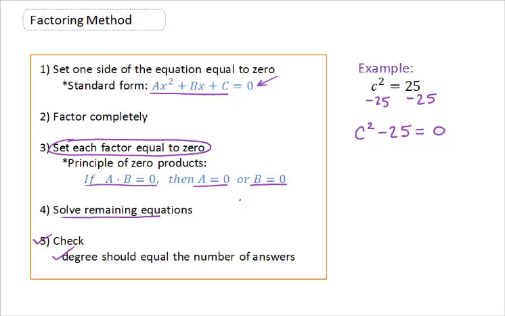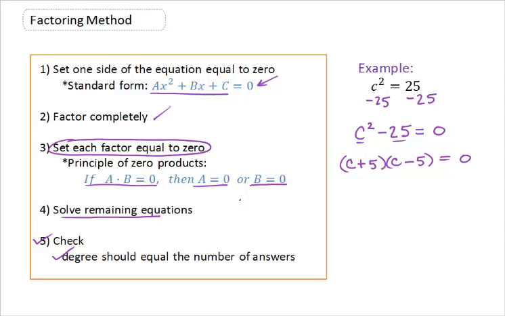This is a difference of squares. So we factor it into two sets of parentheses, where c times c gives me my c squared, and 5 times 5 gives me my 25. Difference of squares factors into conjugates, meaning one of them is addition, one of them is subtraction. That is factored completely, so we've finished step number 2.